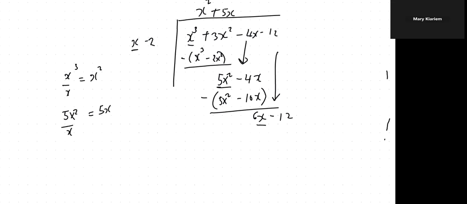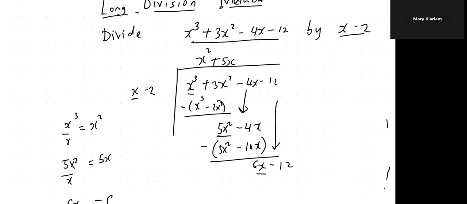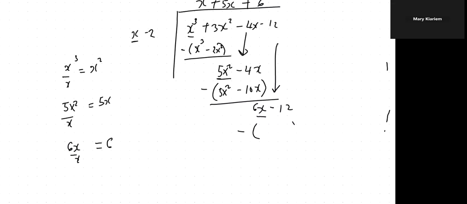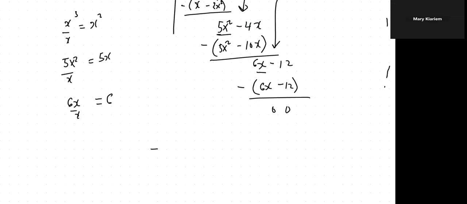That is 6x divided by x, which will cancel x, and we will be left with 6. And then we have to add the 6 we get. It's positive, that's why we write it as plus 6. Then we subtract the product of 6 and the term that is outside there, which happens to be 6x minus 12. If you subtract, you get a 0 and a 0. And therefore, the answer, the quotient at the top, becomes x squared plus 5x plus 6.